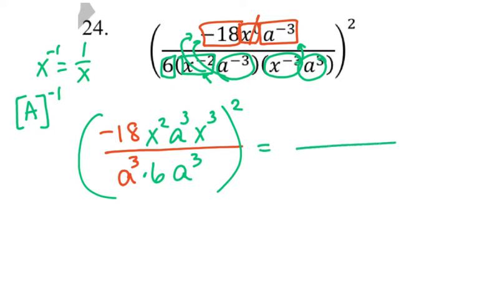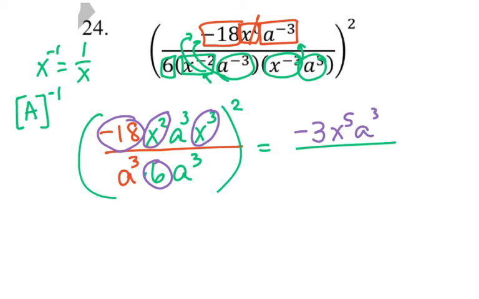Let's simplify what's inside. So I start with a new fraction bar. The negative 18 divided by positive 6 is negative 3, and of course that would be negative 3 over 1, so that's going to go on top. If I put the negative 3 on the bottom, that would be 1 over negative 3. Now I've got a couple of different rules I'm going to use. I'm going to use the power rule to have x to the second times x to the third. And then I'm going to have a to the third over here. And on the bottom, I'm going to have a to the third times a to the third is a to the sixth.